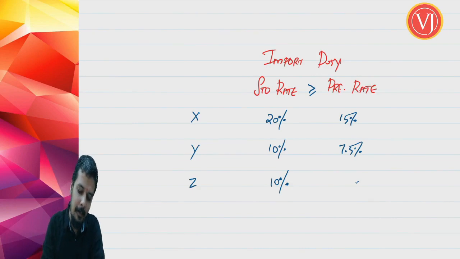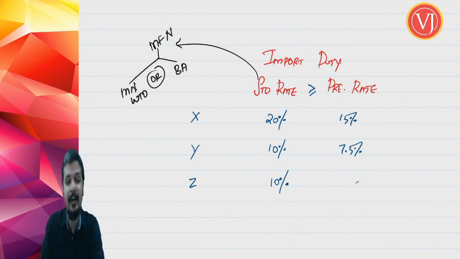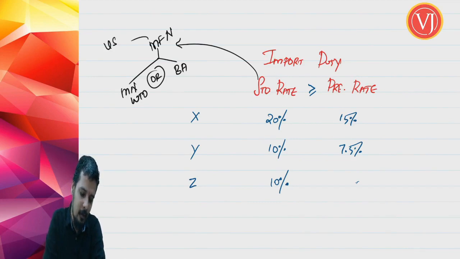Friends, when do you apply the standard rate? Now friends, who are most favored nations? When you talk about member nations of the World Trade Organization or countries with which India has got bilateral agreements, friendly nations, say for example, USA.